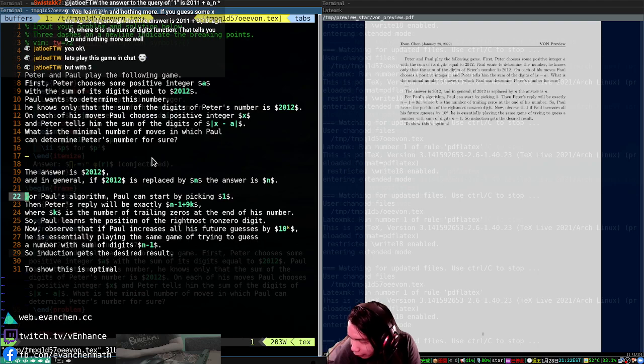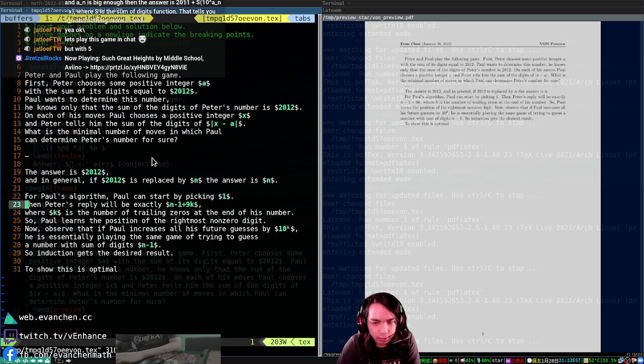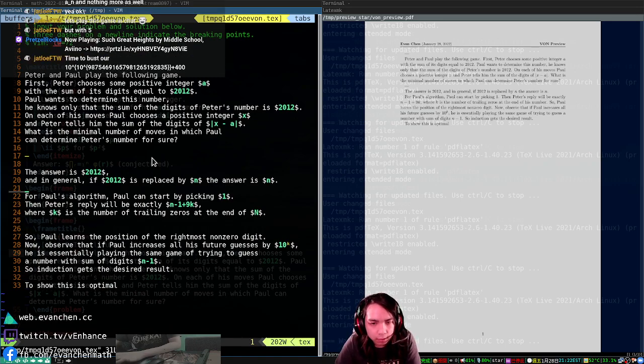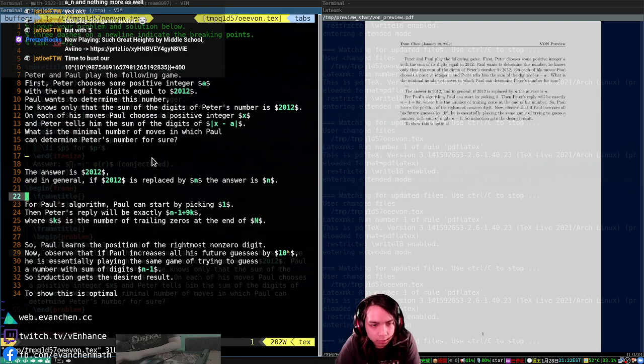Let's play this game in chat. Oh, please no. Well, actually, if you play with 5, it'll terminate in 5 moves, I guess. Let n denote Peter's number.